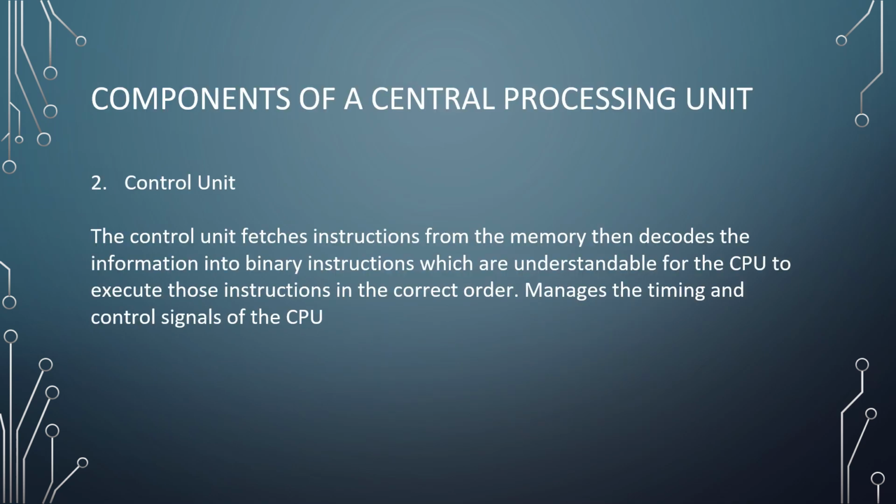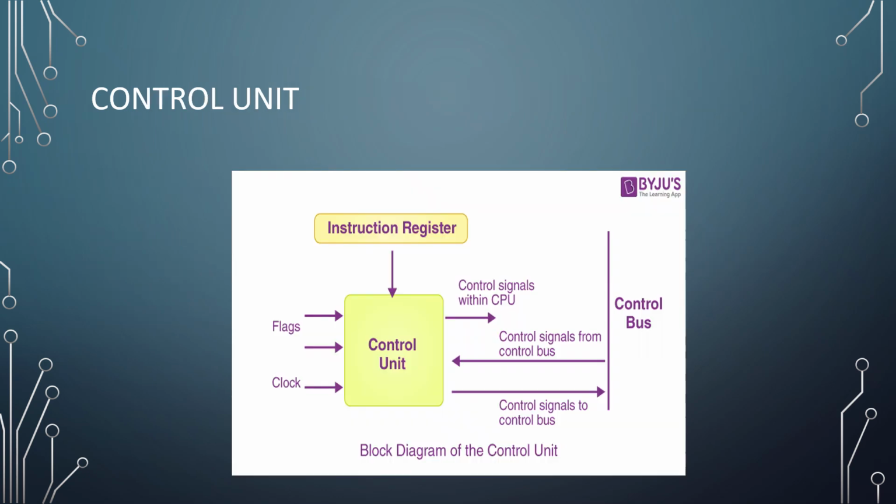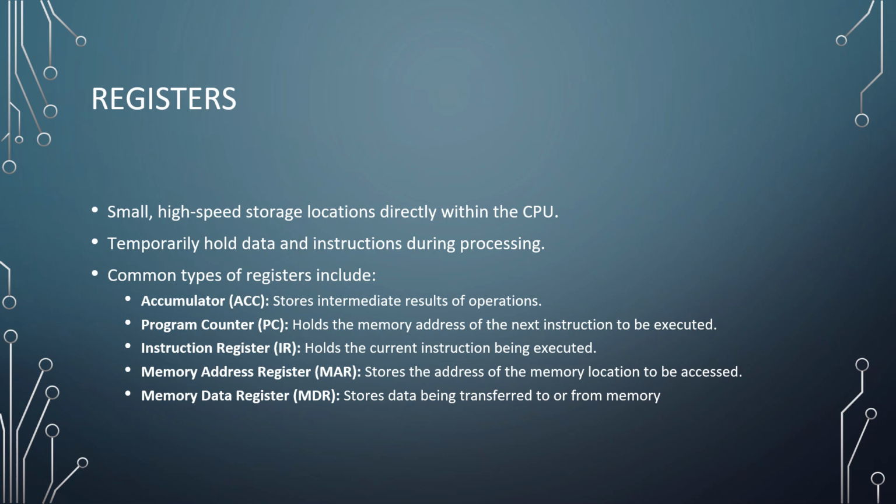This is the second component of the central processing unit, which is the control unit. The control unit fetches instructions from the memory, then decodes the information into binary instructions, which are understandable for the CPU to execute those instructions in the correct order. It manages the timings and the control signals of the CPU. This diagram shows how the control unit works with the flag and the clock to send signals to and from the control bus.